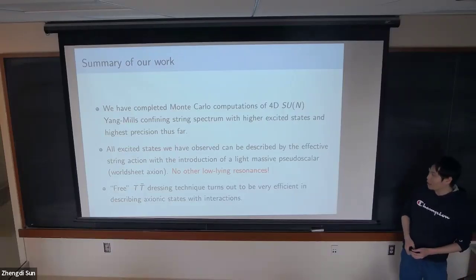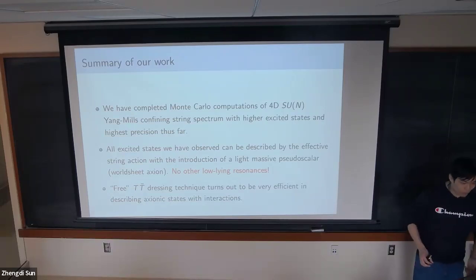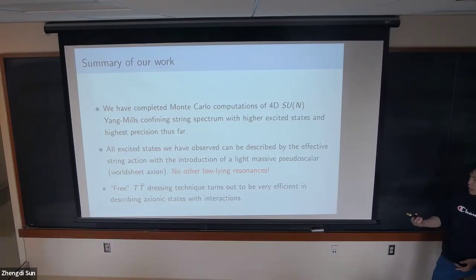The main finding of this work is that we find no other low-lying resonances for the Yang-Mills flux tube, which in some sense is probably surprising. But we also want to point out why we expect it this way. We also want to stress that we have a practically effective way, called the TTbar dressing technique, which is very useful for describing the low-lying spectrum of axionic states.